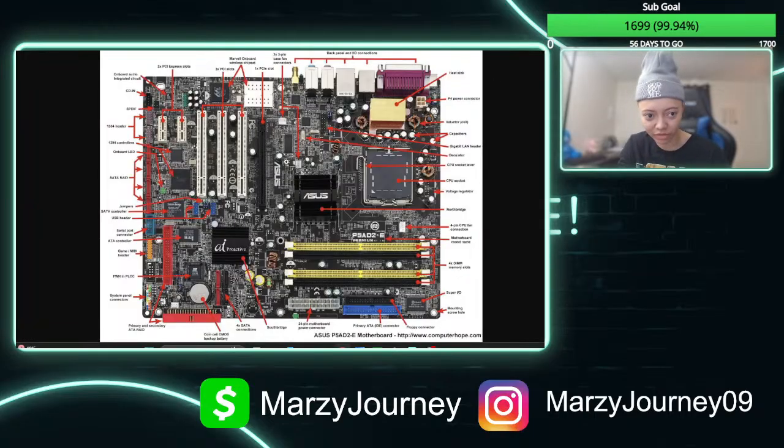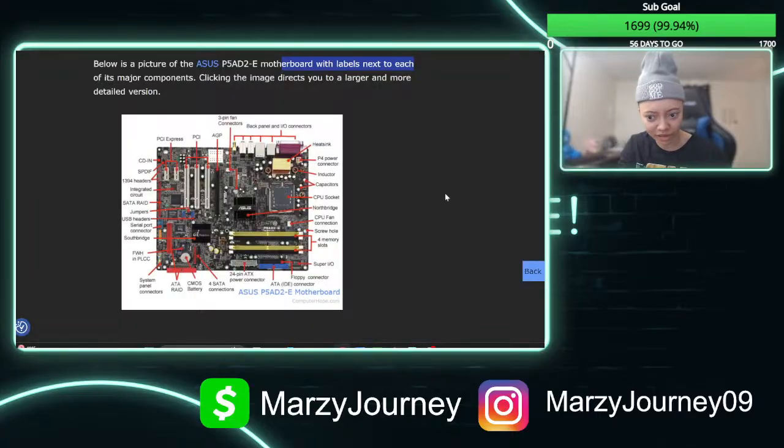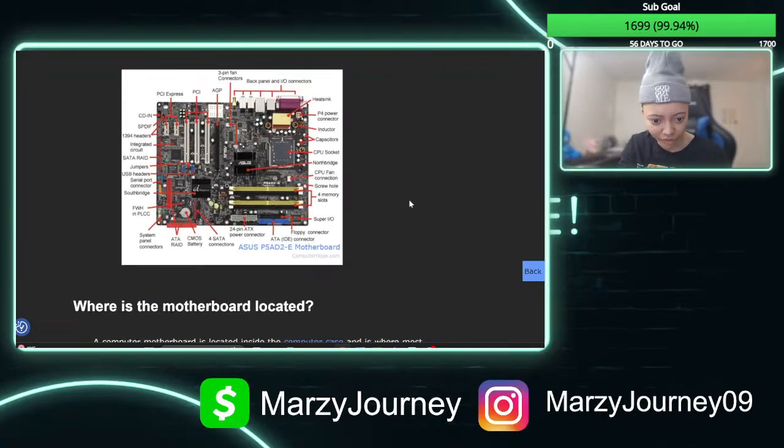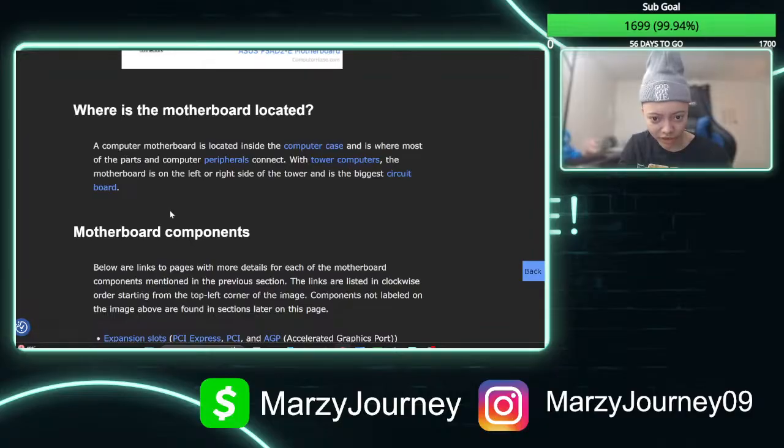Okay, let me zoom out. How do I get out of this? What the hell? There's no way for me to get out. Oh, I guess like that. So it says, where's the motherboard located? I know where it is, but I don't actually know in words where it's located. I didn't even know there was a way to describe that. It says inside the computer case, which is where most of the parts and computer peripherals connect with tower computers.